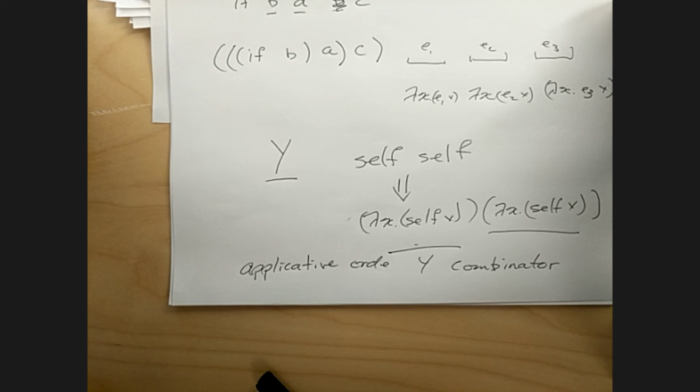Go ahead. Professor, I have a quick question. Can you give an example of a lambda calculus function that will make the Y combinator terminate? Well, the Y combinator is applied to a function, and so whether the result terminates or not depends entirely on the function. Yeah, I'm asking, can you give an example of a function for which it terminates?